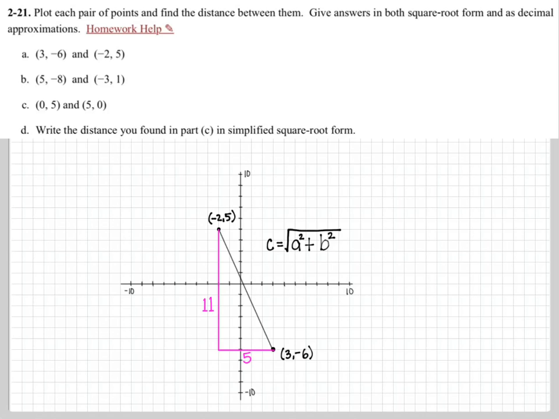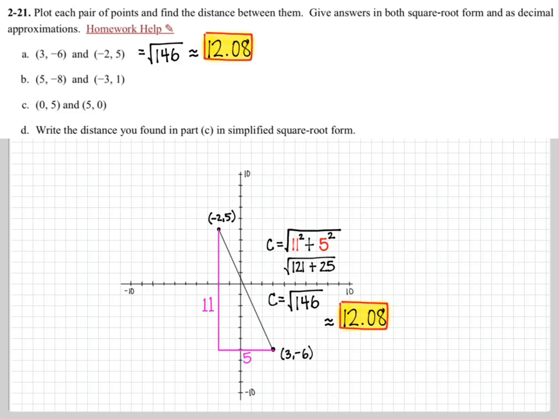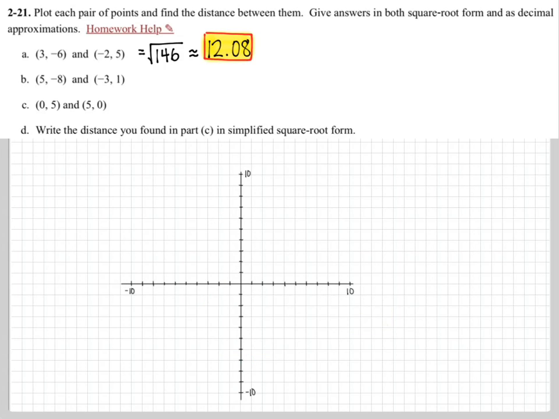I've got my a and b are 11 and 5, so I plug it in. And then I simplify, and I find the decimal approximation for that. And so there's our answer, and I place them up above. Now I'm going to erase everything I have to start over with problem part B.